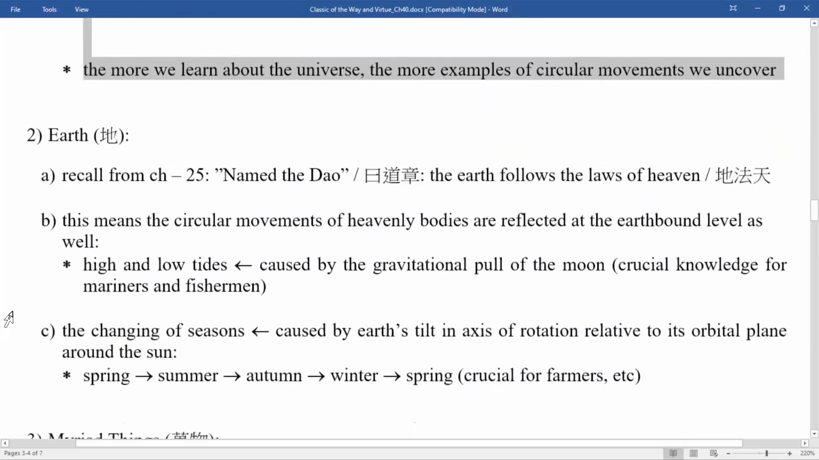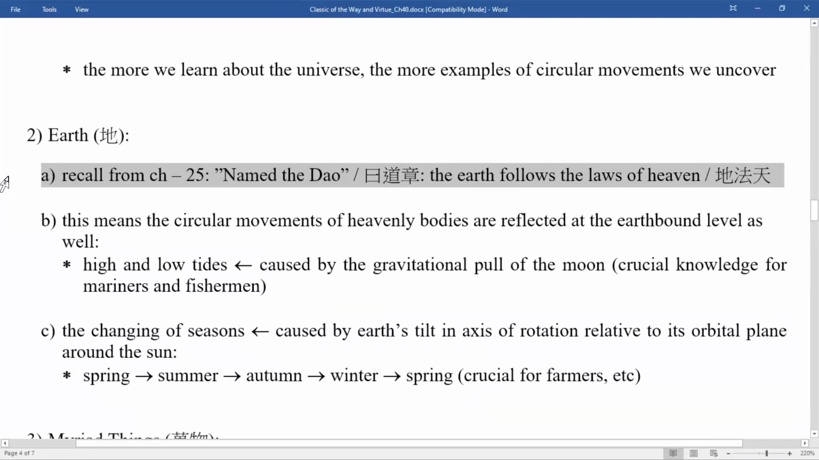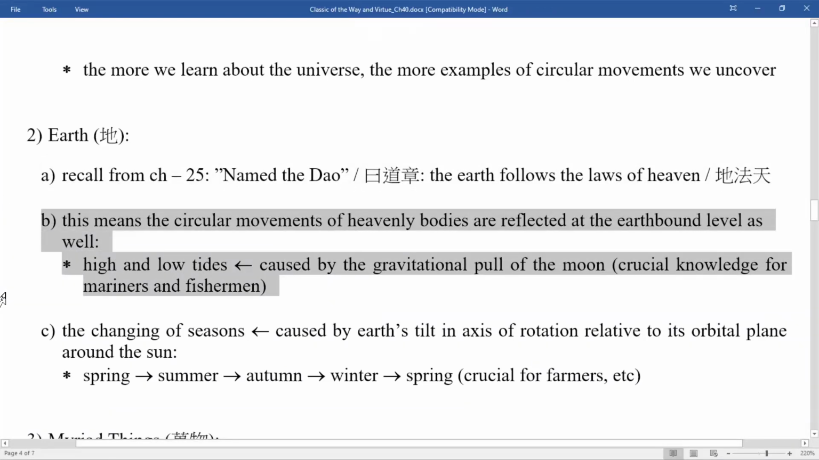Let's talk about the earth, sorry. From chapter 25, what did it say? The earth follows the laws of heaven. 地法天. So this means the circular movements of heavenly bodies are reflected at the earthbound level as well, just like at the heaven level.